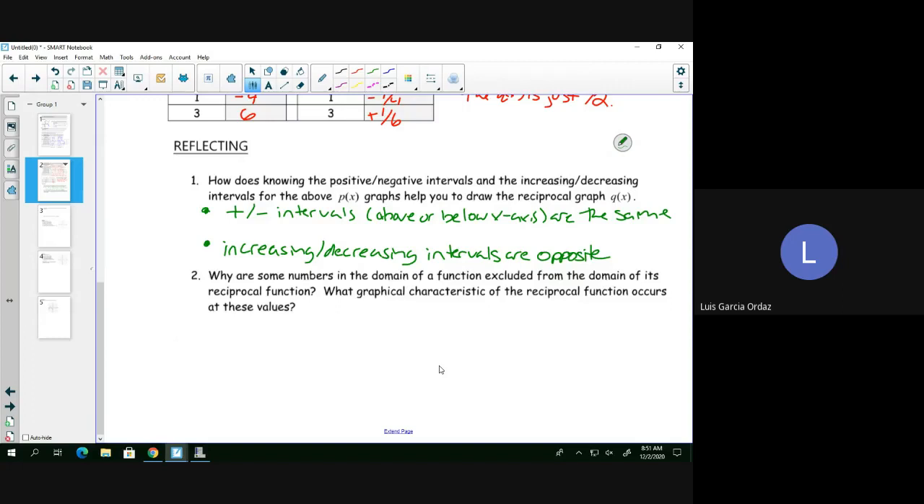So why are some of the numbers in the domain of a function excluded from the domain of its reciprocal function? And what graphical characteristic of the reciprocal function occurs at these values? Okay, so the reason why some numbers in the domain are excluded is because it is undefined in the reciprocal function. So those numbers are undefined. And as Adam said, these are known as the vertical asymptotes.